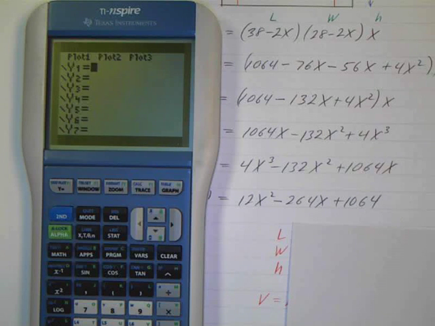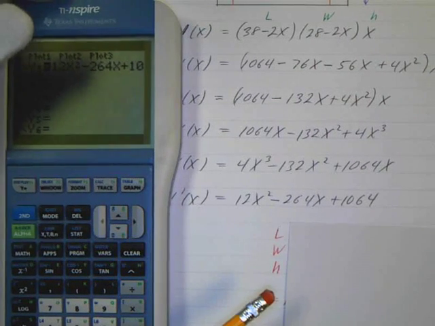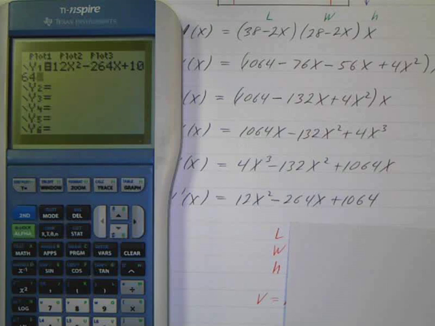And now we're going to put this in our calculator and try to find the dimensions as well as the volume. So we'll put our function in. So this is going to be 12x squared minus 264x plus 1064. So that's our derivative. That's what we're looking for. That's v of x prime. Move this over just a little bit there. All right, v prime of x. And we know that this is the height, the length, and the width.